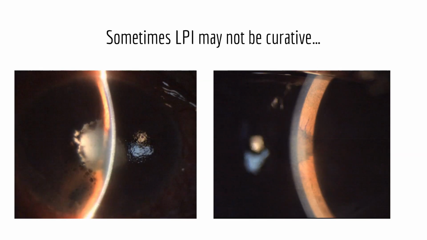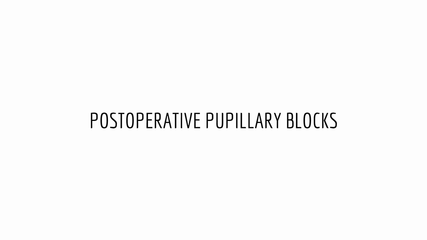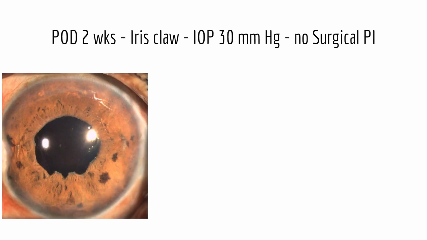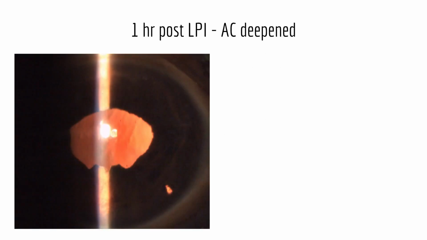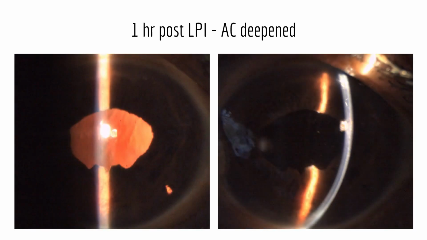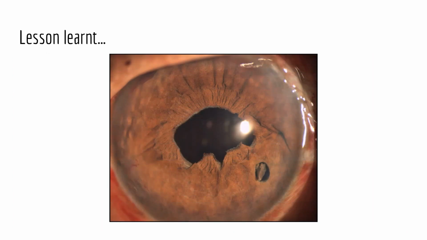However, laser PI may not be helpful in eyes with 360 degrees posterior synechiae with a flat AC as in chronic uveitis. This is a 2-week post-op image of a patient who had iris claw IOL implantation. Laser PI was done the same day. Note the immediate deepening of AC and a patent PI. Hence, it is better to do surgical PI in these patients.